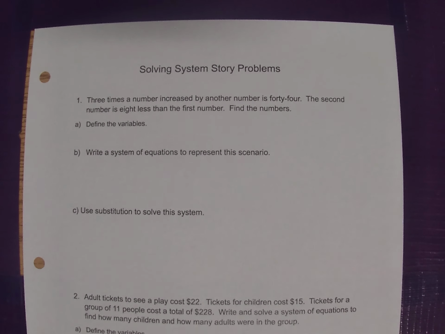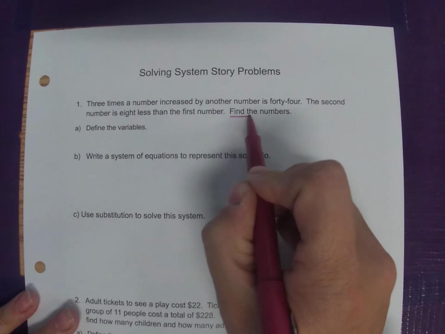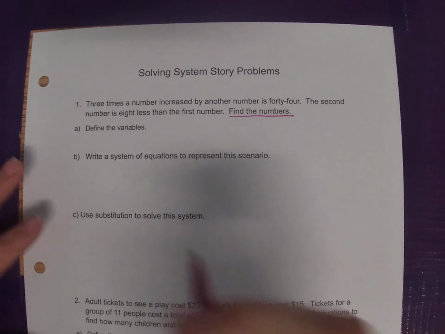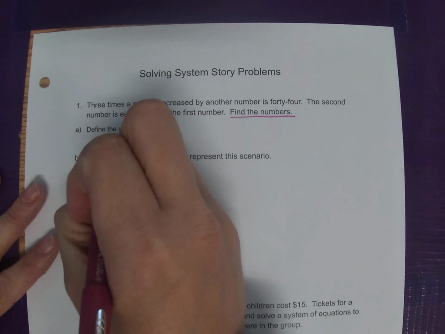3 times a number increased by another number is 44, and the second number is 8 less than the first number. And we are being asked to find the numbers, okay? So this is asking us to find the numbers, plural, so there are two numbers we're trying to find. So we're gonna define our variables to be our first number and our second number. Now, keeping in mind that you don't have to pick X and Y, but most of my students prefer that because that's the setup we've seen. It's also the best way to check your answer in Desmos.